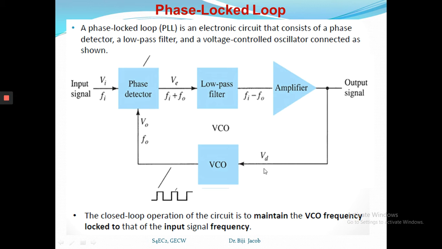Depending upon this controlling signal, the output frequency will be varied. Usually the VCO output is a square wave. Okay, the mechanism is like that. Since it is a closed loop control system, the VCO output frequency will try to catch up with the input frequency, and finally when it is in the lock condition, the VCO frequency will be exactly the same as the input frequency.